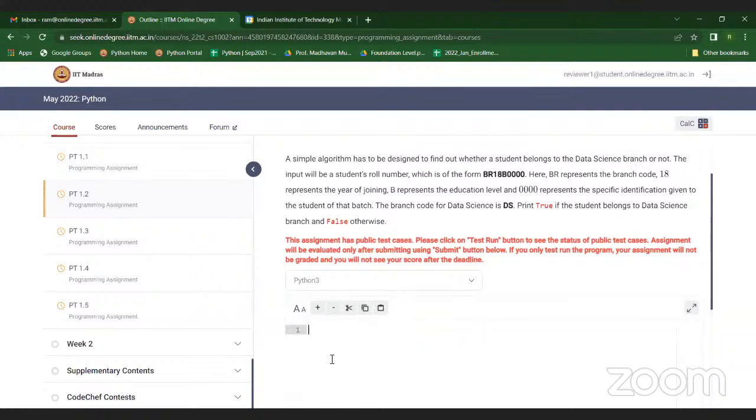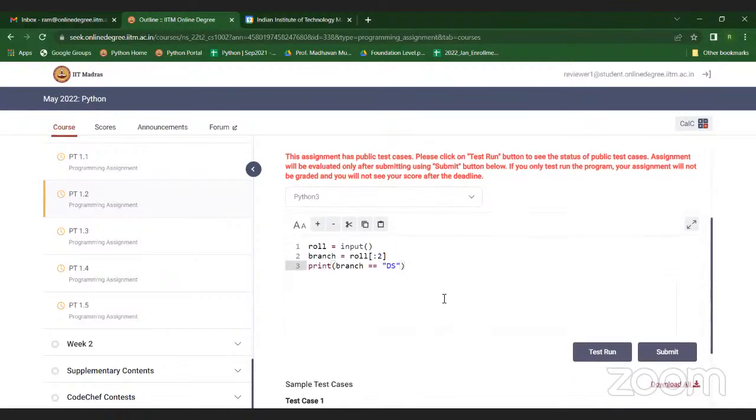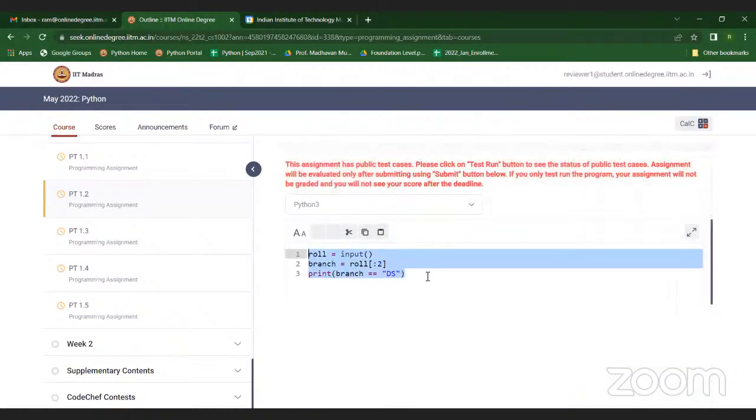So this one, all you need to do is roll number equals input. Let's say branch equals the first 2 characters. They show what branch it belongs to. So all you need to do is print whether the branch is equal to ds or not. This is the only thing you need to do.